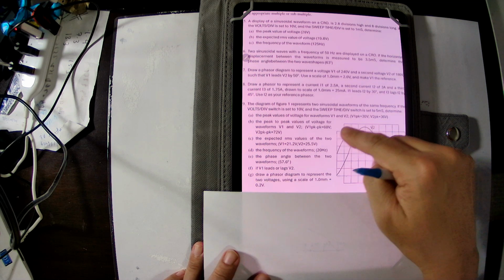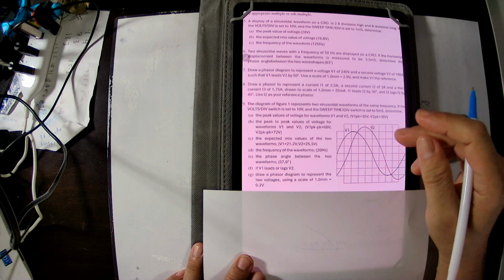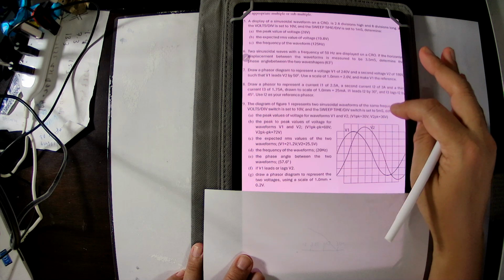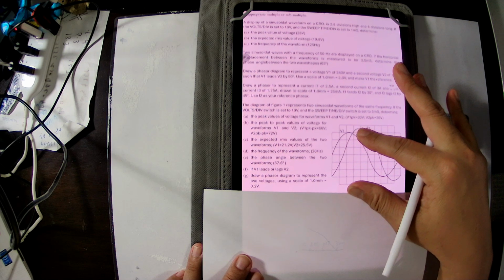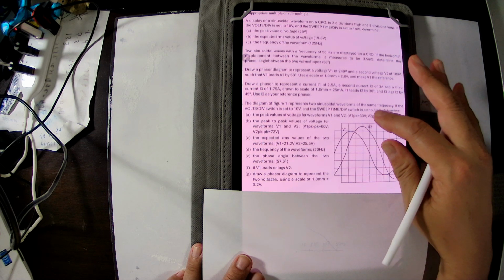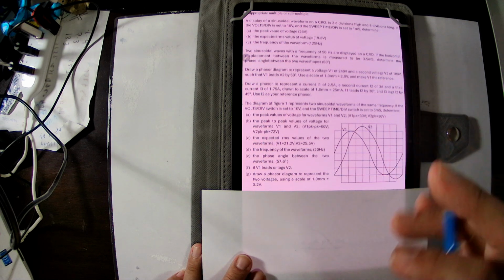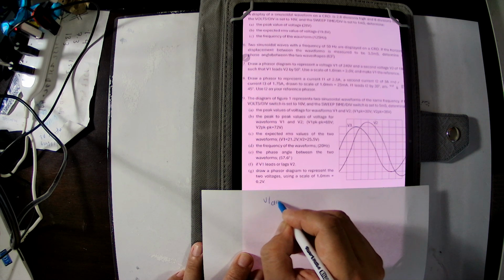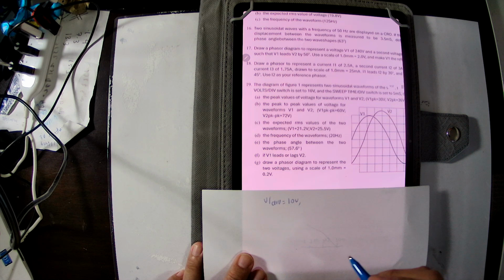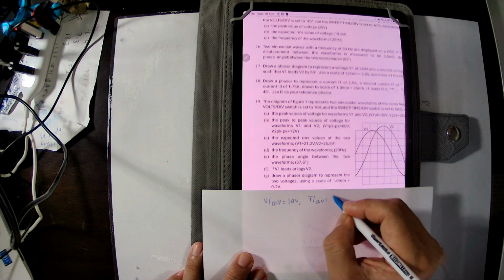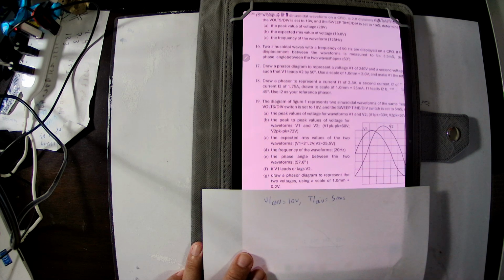In this case, you can see the voltage observation is 10 volt, and the time observation is 5 milliseconds. Voltage is 10 volt per division, time is given as 5 milliseconds per division.